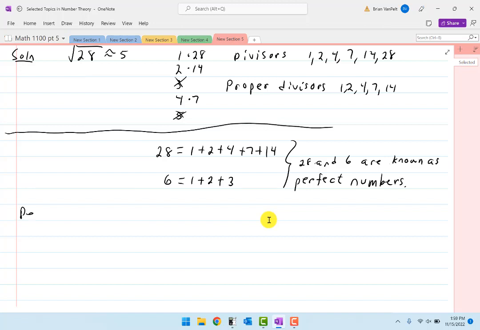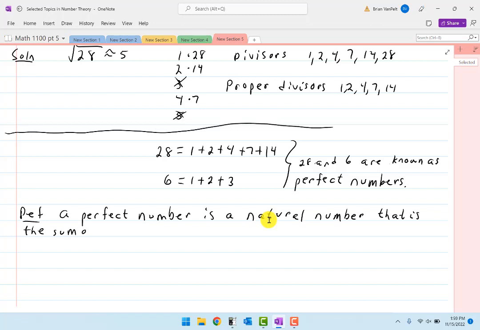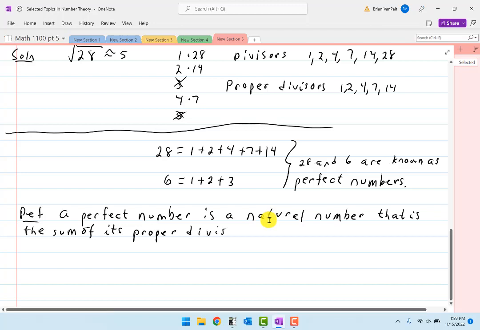So let me go ahead and define that. A perfect number is a natural number that is the sum of its proper divisors. Not all the divisors, just the proper divisors. Most numbers are not perfect.